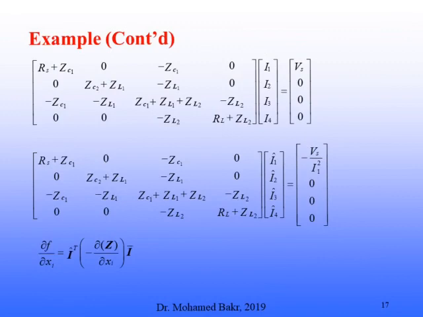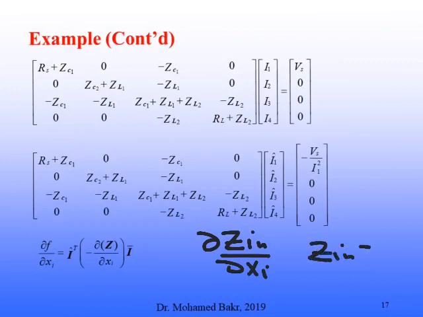So what will be our sensitivity? Sensitivity here is the derivative of the input impedance. Our target is to get the sensitivities of Zin relative to all the parameters. How many parameters do we have? Six of them. What is Zin? Zin, by definition, is Vs over I1, over the first state variable.